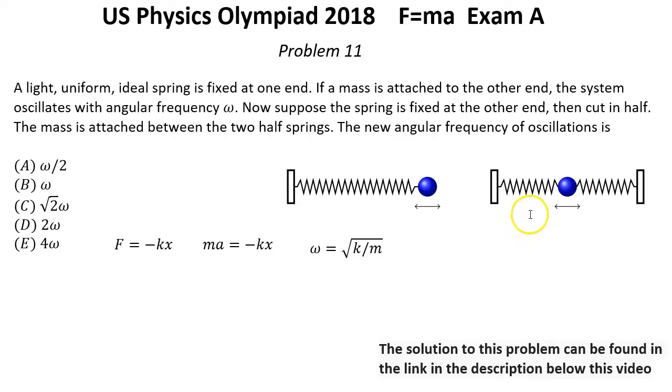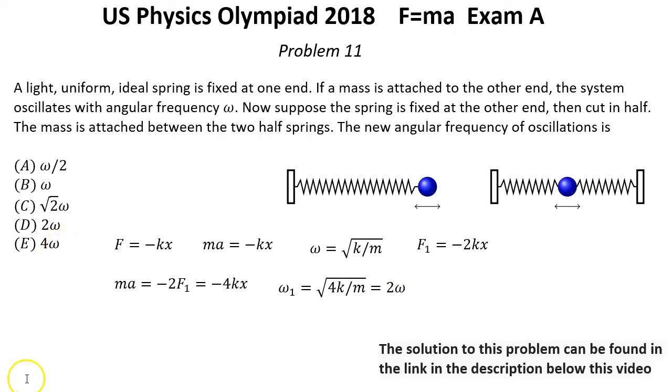In the second case, we have two springs, each half of the initial spring. It means each now has a constant k which is double compared to the first spring. We have the equation F1 equal negative 2kx, where F1 is the force for each spring. And now they both act on this mass, so the force must be doubled. It means that the equation will be ma equal negative 4kx and omega 1 equal 2 omega. That's the answer D, which is the solution for problem number 11.